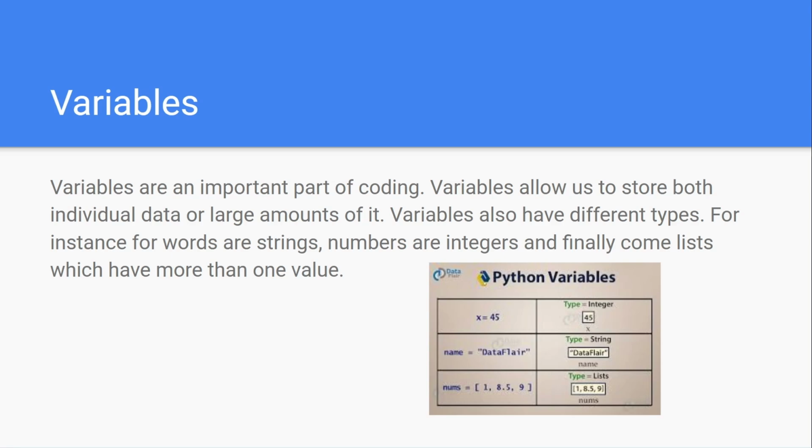Variables. Variables are a very important part of coding. Variables allow us to store individual pieces of data or large amounts of data. Variables can also store different data types. Words are usually stored as strings, whole numbers are usually stored as integers, lists can store more than one value, and floats can be used to store numbers that have decimal points.